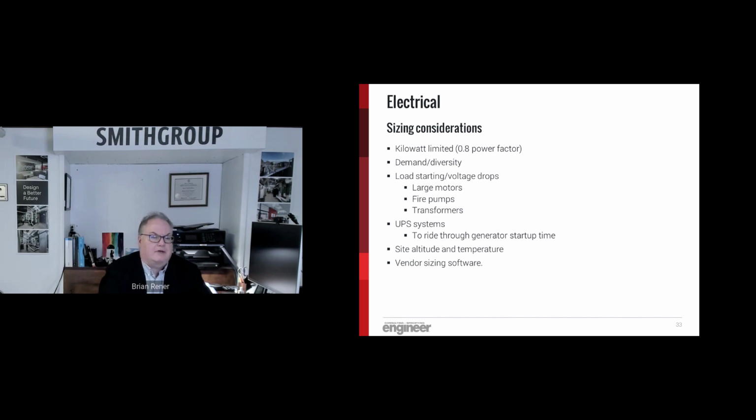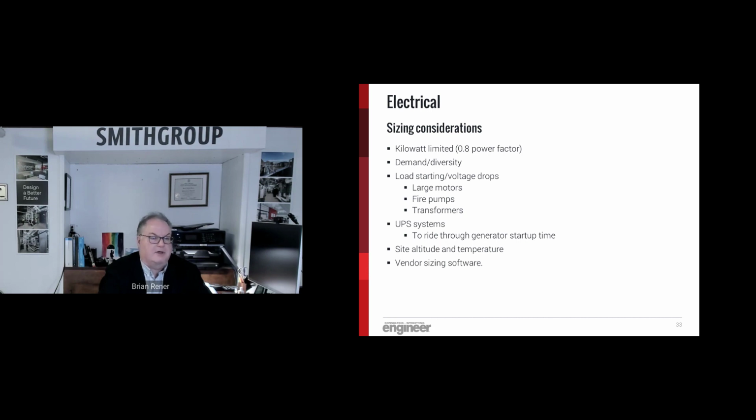You have to look at the starting. What kind of loads are you going to have? Are you going to have large motors? Are you going to have a fire pump? Hopefully, you're dealing with your fire protection engineer and asking him to put a reduced voltage starter or variable speed drive on the fire pump to limit the amount of inrush current that happens to the emergency generator when that fire pump starts up. And also often looked at in load starting are transformers.